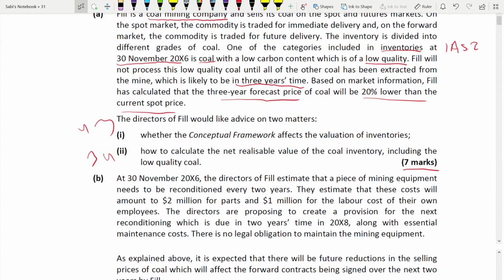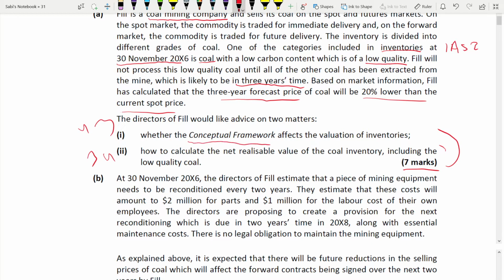It's very important that the marks you divide between these two requirements. Why? Because according to that, you will know how many points you have to write. If it's for 3 marks, you have to write 3 points. This is the reason you need to know exact marks, okay? Whether the conceptual framework affects the valuation of inventories.